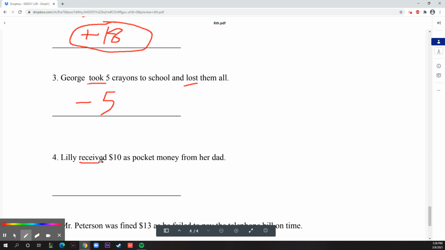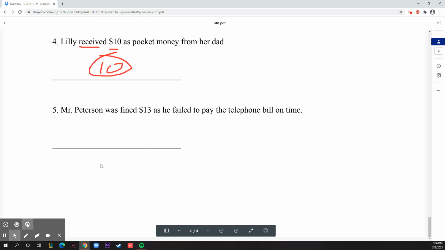Lily received $10 as pocket money from her dad. Okay, the keyword is $10, obviously, which is the integer, and then received. Received means she's gaining $10. People are giving her $10, which means that it's a positive, which means you can just leave it as is. One more, last one.